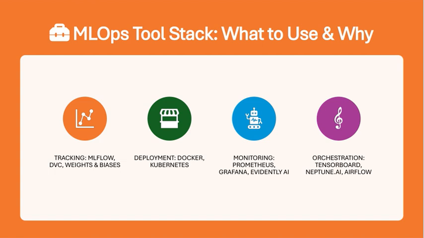Next, for experiment tracking and management, tools like MLflow or Weights and Biases come into play. They help you keep everything organized and reproducible. When it comes to deployment, containerization with Docker or orchestration with Kubernetes are key to scaling and managing models efficiently. Monitoring tools, such as Prometheus or Grafana, are essential for keeping an eye on your models in production, ensuring they perform well and detecting issues early.